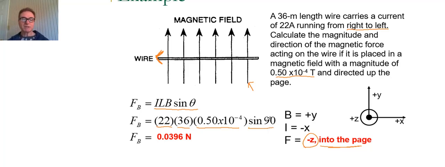When we plug this into the calculator, it's a relatively small force of 0.0396 newtons. So that's a rather hefty wire, and it would have a fairly small force on it, but it would have a force nonetheless.